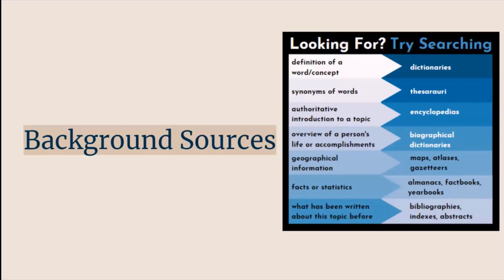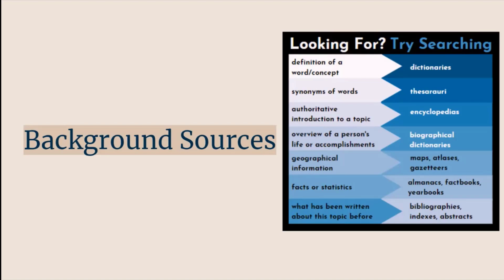For synonyms, you might use a thesaurus. If you want an authoritative introduction to a topic, you can use an encyclopedia. For an overview of a person's life or accomplishments, there are biographical dictionaries or full print biographies or autobiographies. Geographical information we're not really going to cover today, but that's maps, atlases, gazetteers, also helpful for certain kinds of research. Facts or statistics, there are printed versions: almanacs, fact books, yearbooks.